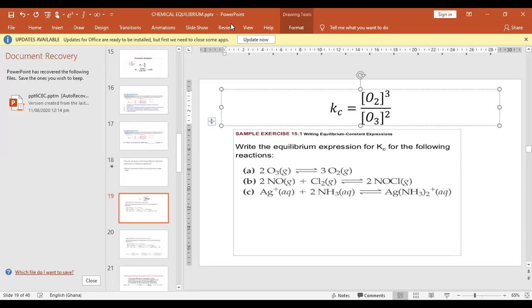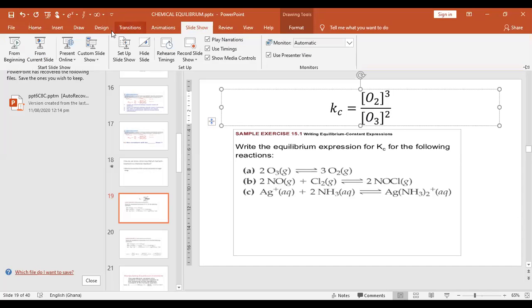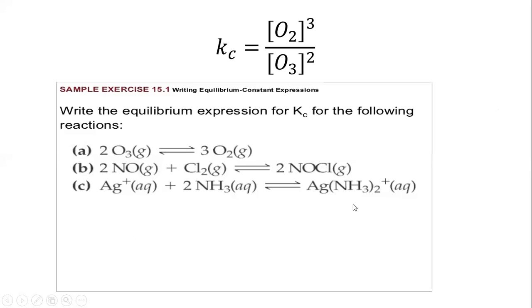So let's look at B. Who is done with B? For B, that is the concentration of NOCl squared over NO squared times Cl subscript 2. Excellent. That's good.